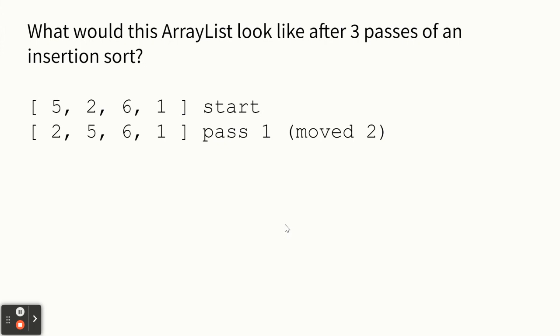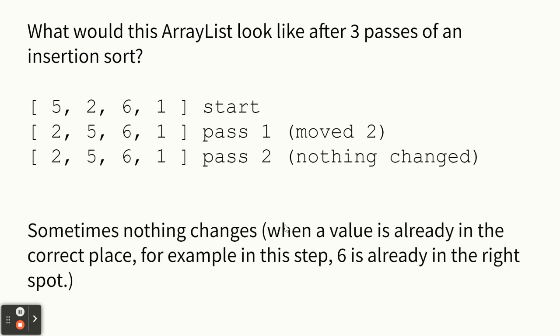Because we look at the 2, like if I'm doing it on paper, I put my pencil on the 2, so I can keep track of what I'm looking at. I say, should this go anywhere to the left? Well, yeah, I think so. So you insert it before the 5 gets bumped over. So now, the next pass of the insertion sort, we're looking at the 6. And so should the 6 go anywhere to the left? No. So sometimes there's a pass and nothing changes.